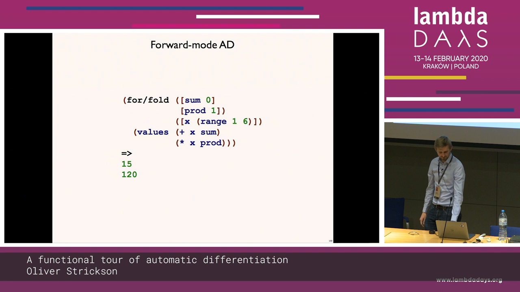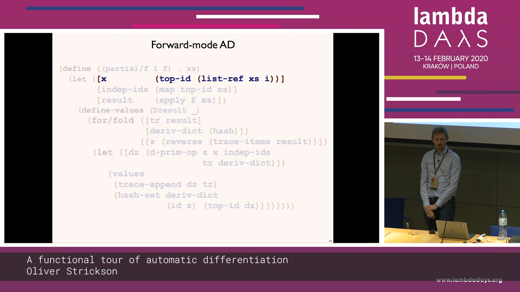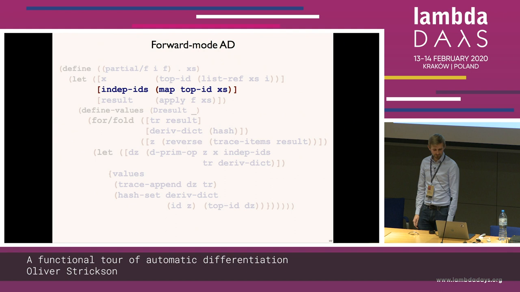So our general strategy is we start by going through each term in the trace. Then we add to that trace new terms corresponding to the derivatives, and in addition we keep track of those in a map. So we have this dictionary from one symbol to another: the symbol in the trace corresponds to this other symbol in the trace, which is its derivative. The variable we're differentiating with respect to, I call x. Indep IDs is all the other independent variables. I compute the results.